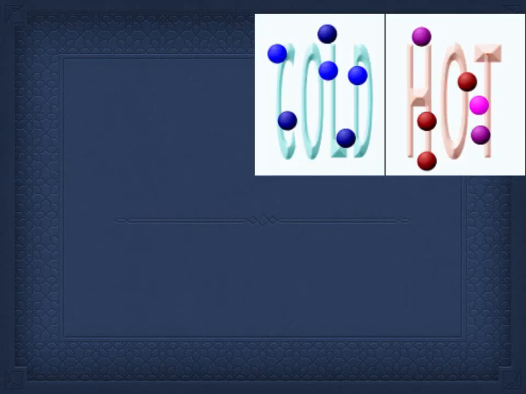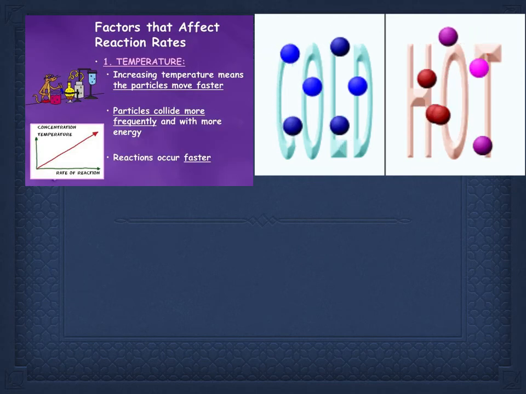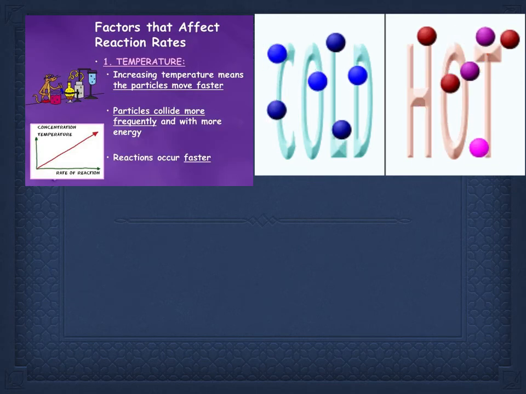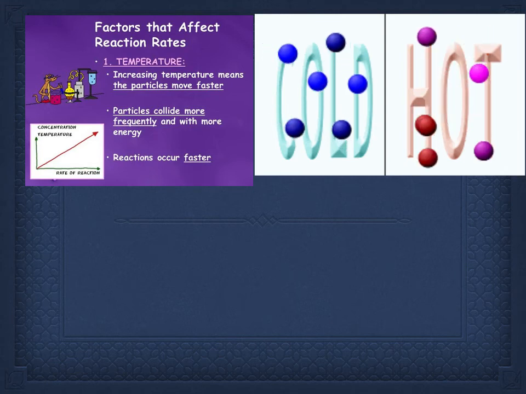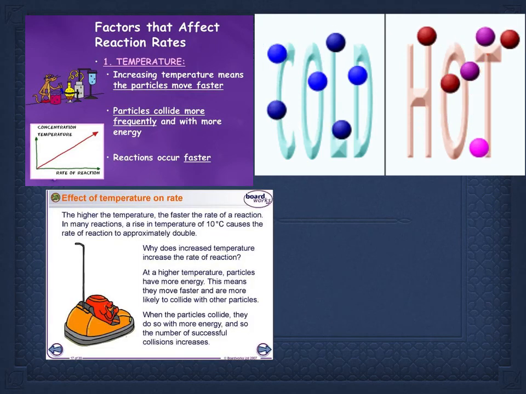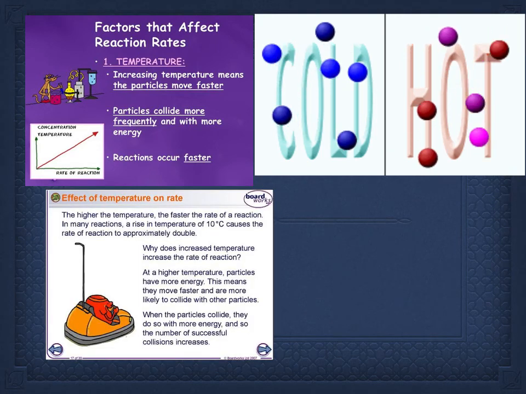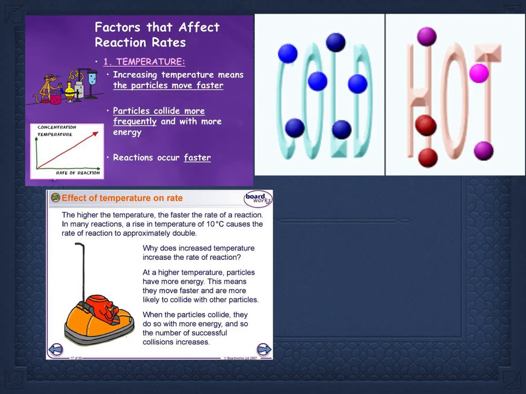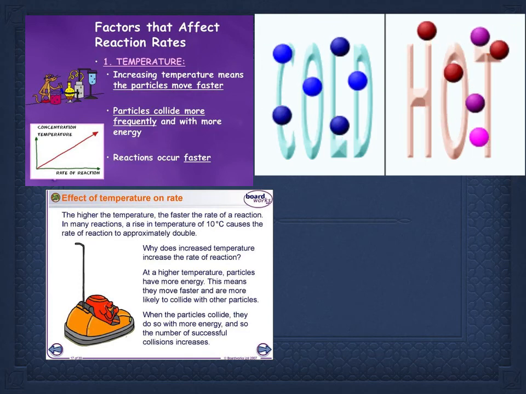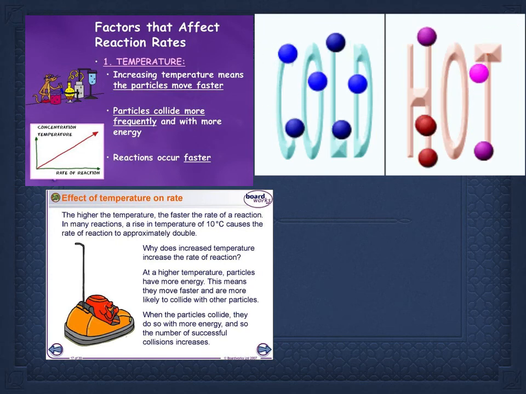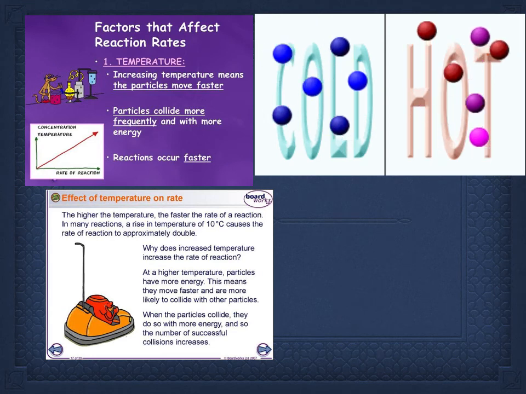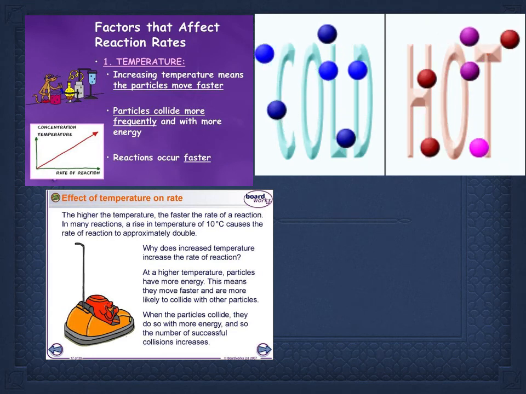From this, we can learn that the rate of a reaction increases on increasing the temperature. Increasing temperature means the particles move faster, particles collide more frequently with more energy, so the reaction occurs faster. At a higher temperature, particles have more energy. This means they move faster and are more likely to collide with other particles. When the particles collide, they do so with more energy and so the number of successful collisions increases.